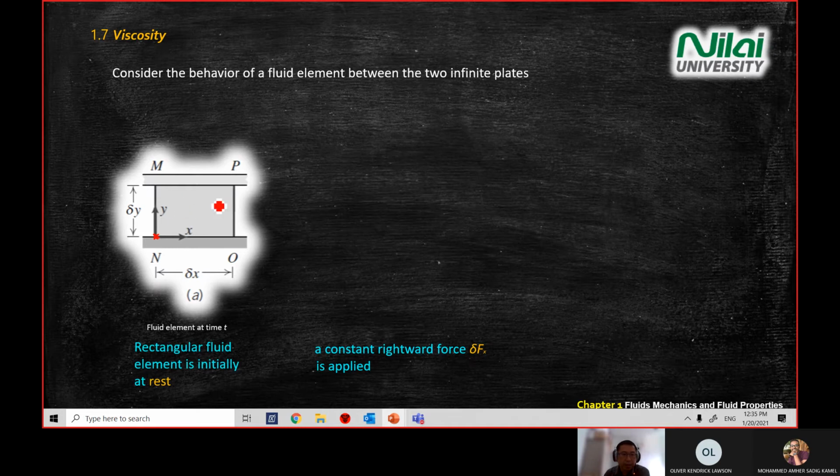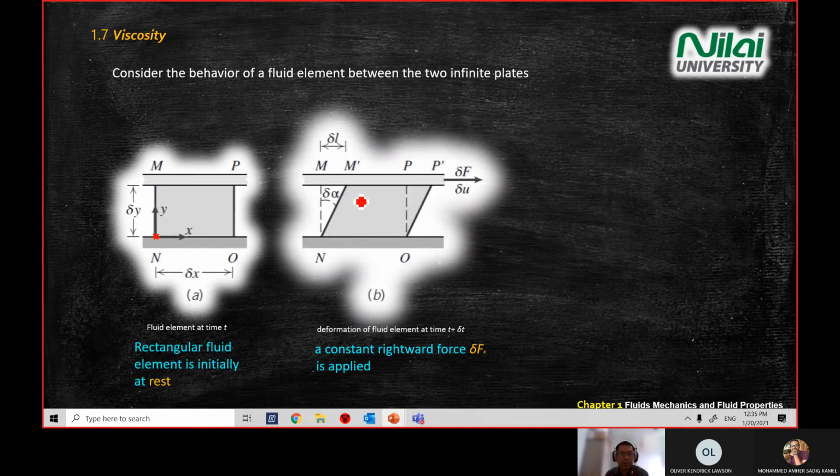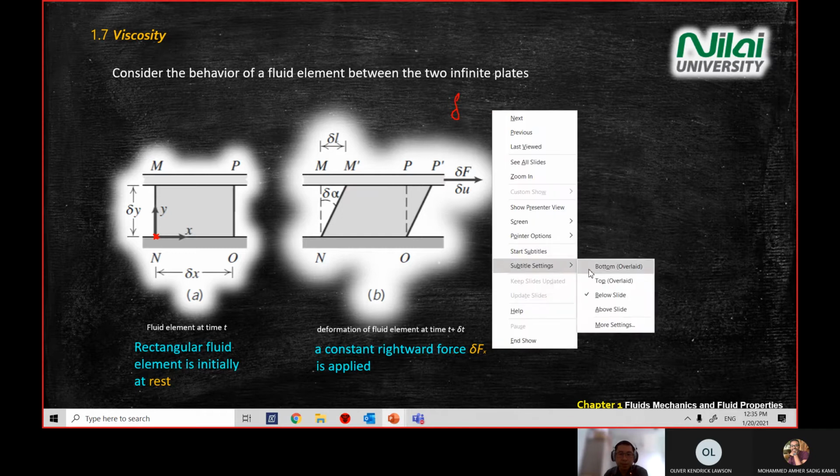So if the one on the left here is an element at rest, then certainly a force is applied on the upper plate here. We have a force acting on the upper plate, and the fluid element will deform, slanted to a certain angle, alpha. Again, don't be intimidated by the symbol. This just means that it's a small change.